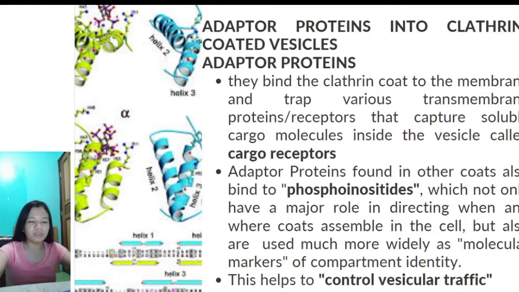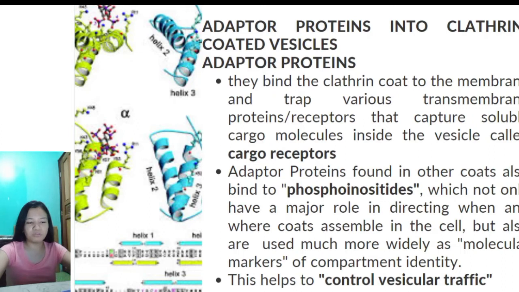So, adapter proteins found in other coats also bind to phosphoinositides. So, yung adapter proteins daw na nakikita sa ibang coat naman is nagbabind din sila sa mga phosphoinositides, which not only have a major role in directing when and where coats assemble in cells. So, si phosphoinositides, hindi lang siya merong major role, which is yung nagdadirect siya ng kung saan yung mga coats nag-assemble sa cell.